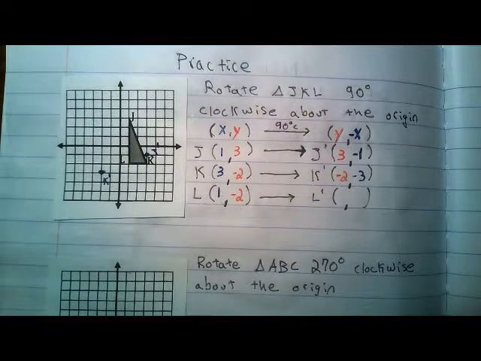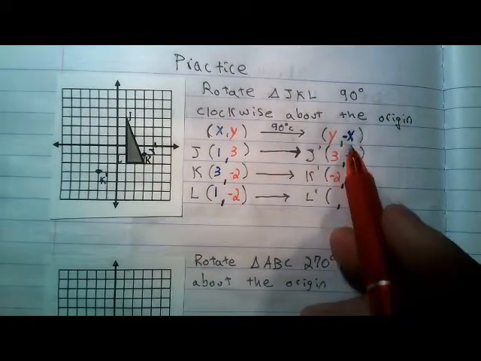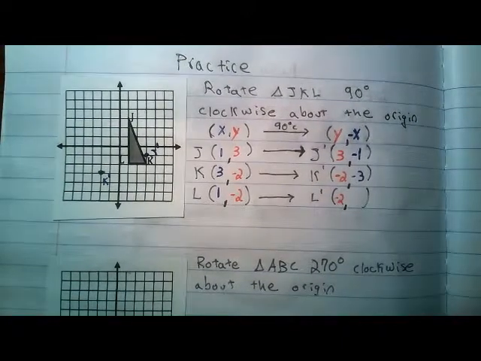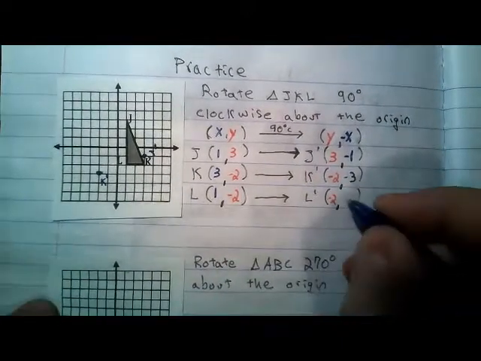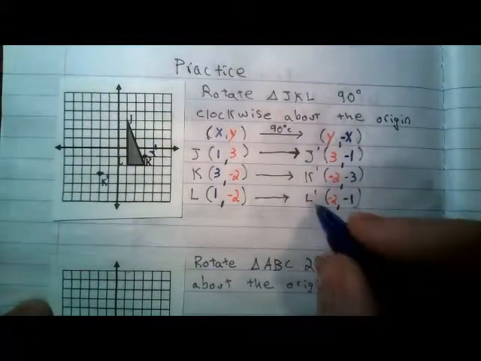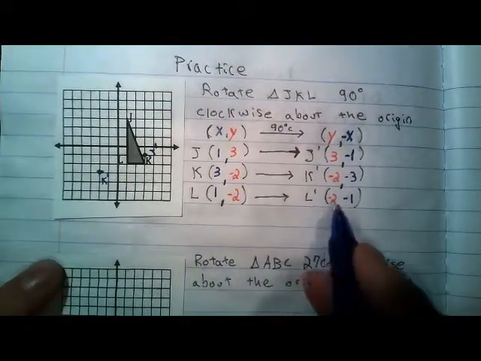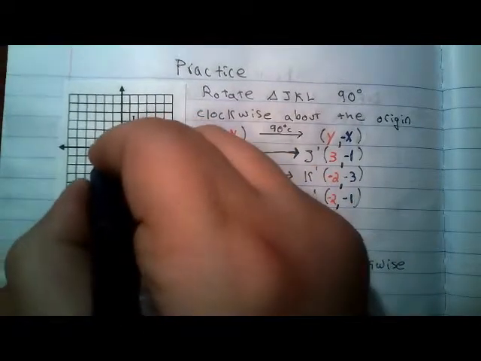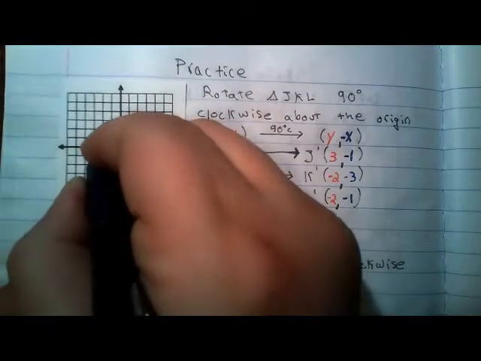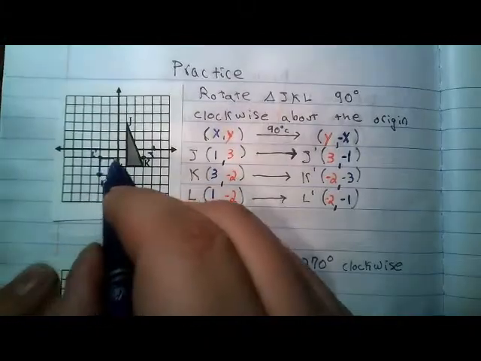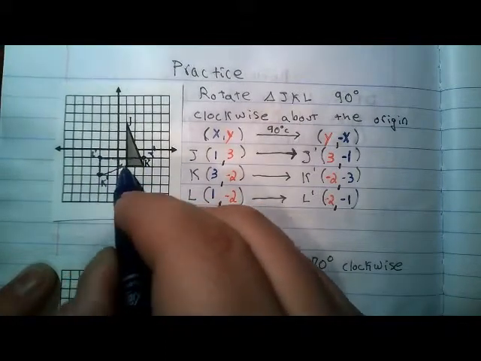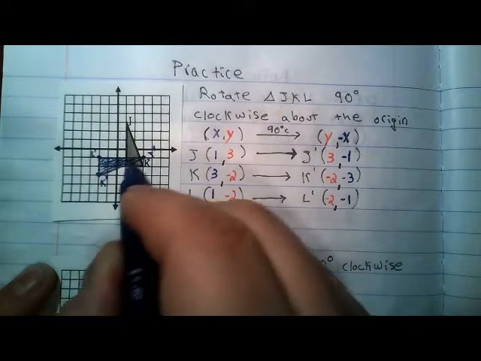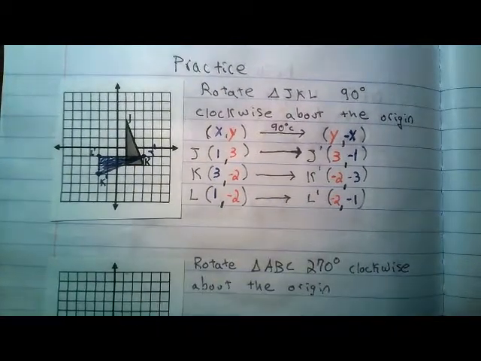And then L, they flip-flop places. -2 comes first. The sign on X changes, goes from 1 to -1. So my new L is at -2, -1. Call it L prime. And so there is my new triangle, J prime K prime L prime. I can color that one in blue, so it rotated into itself.